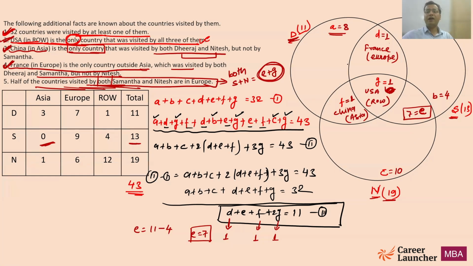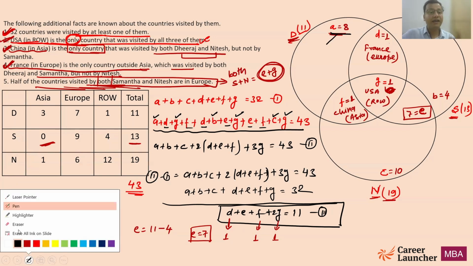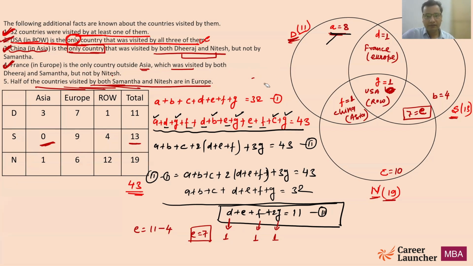Now we need to figure out which are the countries, and let's suppose we have a total of 8 countries which is visited by Dheeraj, only Dheeraj. We need to find out the continents that we have. Now this is the time where we can use our fifth statement. I'll erase these things. So now look at the fifth statement that we have.